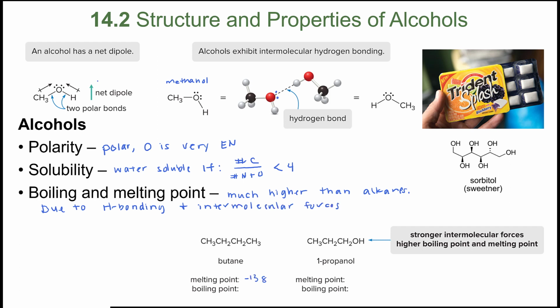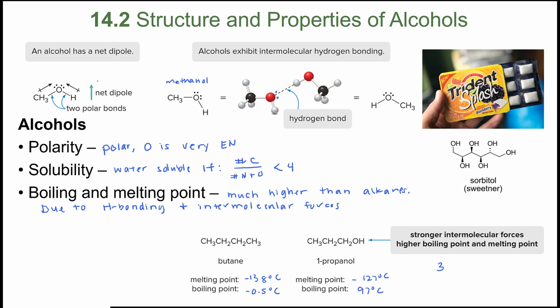So butane has a melting point of -138 °C and a boiling point of -0.5 °C. And if I replace one carbon with an OH group to give us propanol, now my melting point is -127, and the boiling point jumps almost 100 degrees to 97 degrees Celsius. So propanol is going to have strong intermolecular forces from hydrogen bonding capabilities versus butane.